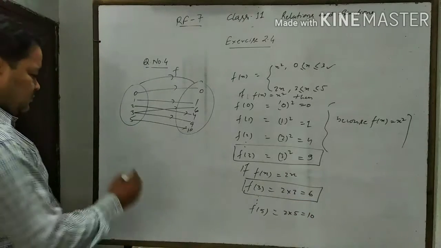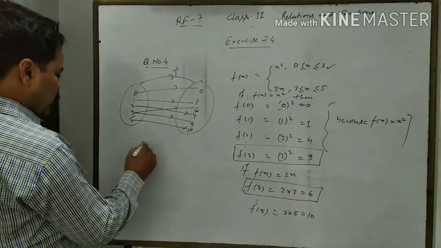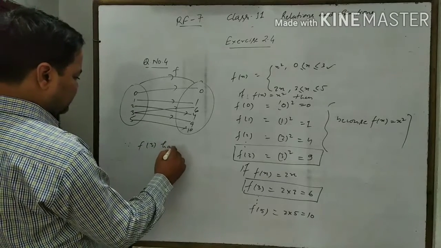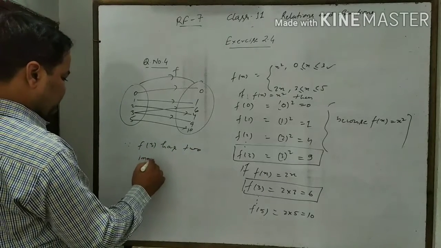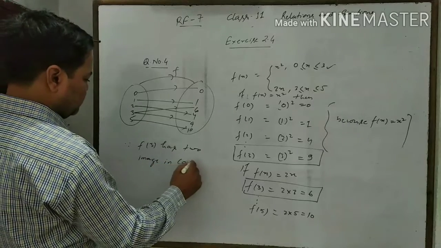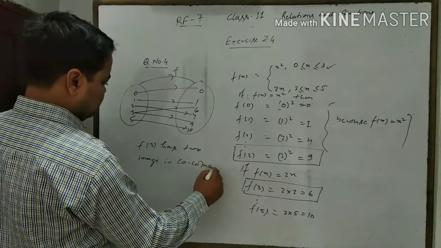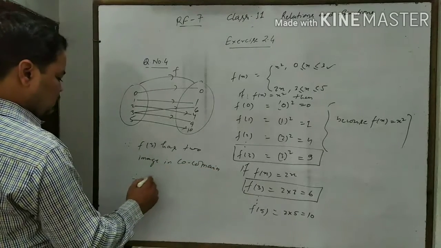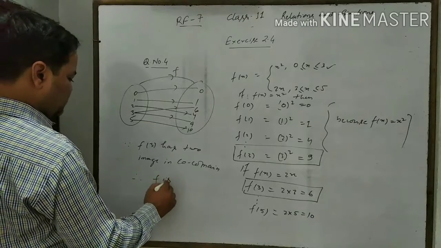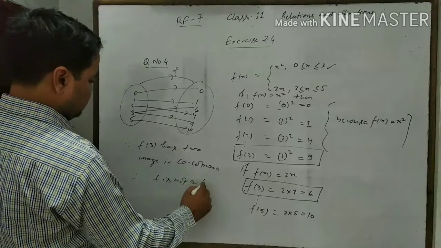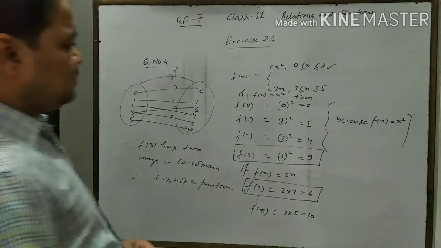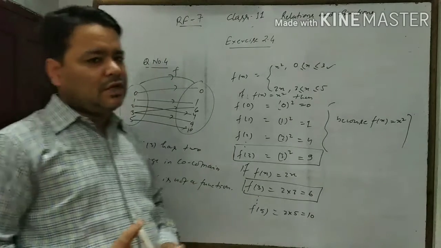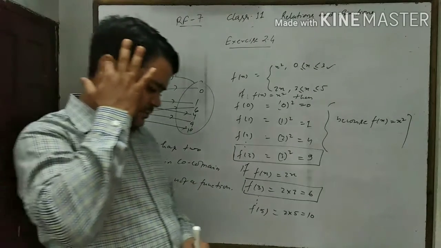Therefore, since f of 3 has two images in codomain, f is not a function. F is not a function. Only this is the solution.